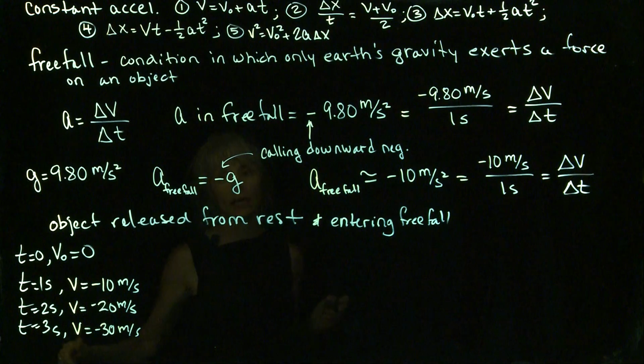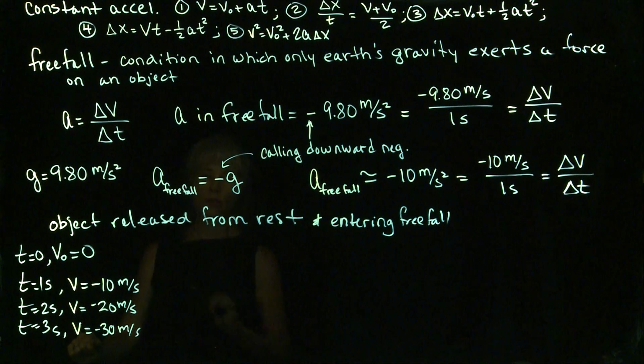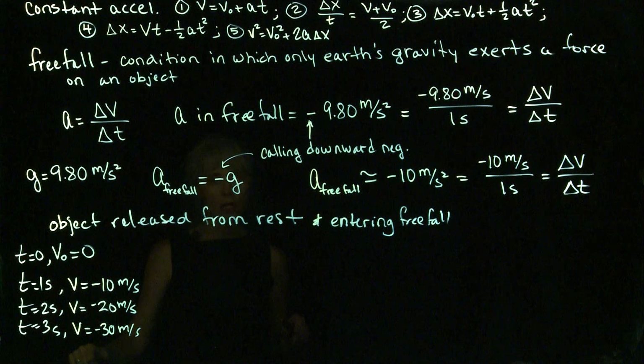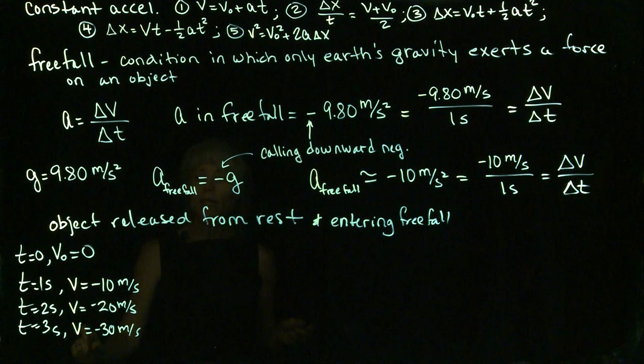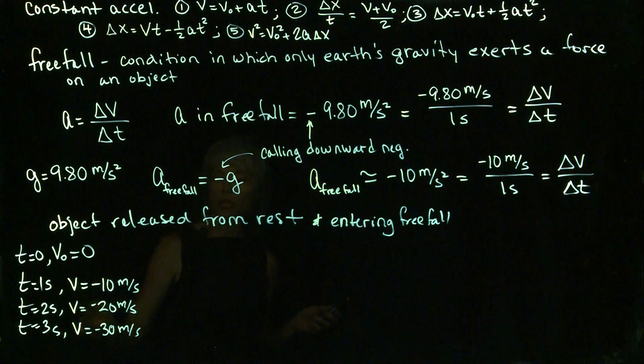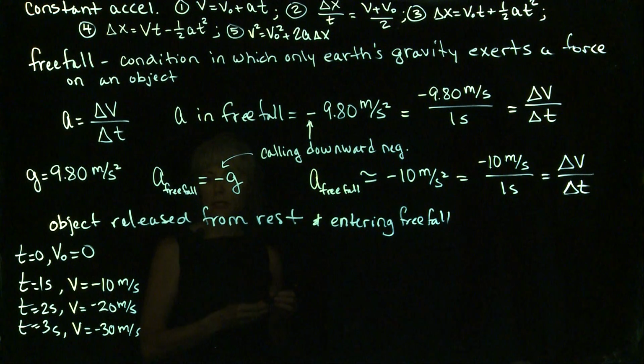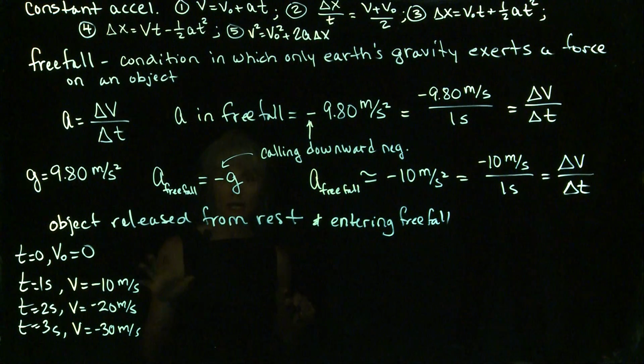It's really 9.80 that we're going to be using. But for the purposes of this discussion, it's much easier to work in multiples of 10. So this is how objects behave in the presence of only Earth's gravity and nothing else. So, a state of constant acceleration.